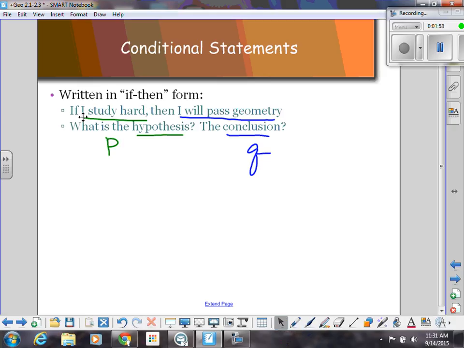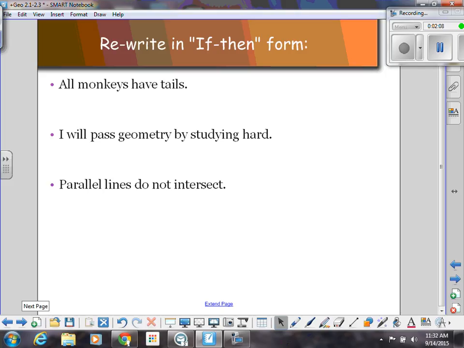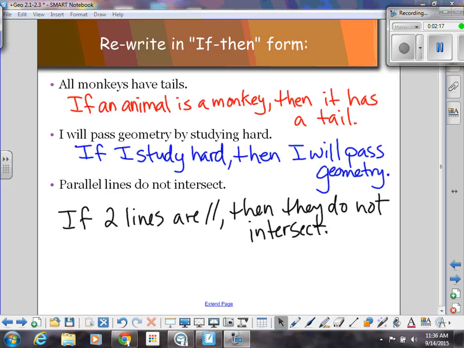Okay, so that's all we're talking about. It's just a conditional statement. We have the if part, the then part, and you can identify those pieces. Yes? Good. All right, so what I want you to do is look at these three statements and see if you can write them in if-then form, and then we'll talk about them. So yeah, these are how we would write the if-then statements. Be careful to make sure that it's saying the same thing as the original. So we would not want to say if an animal has a tail, then it is a monkey. We want to say if an animal is a monkey, then it has a tail.